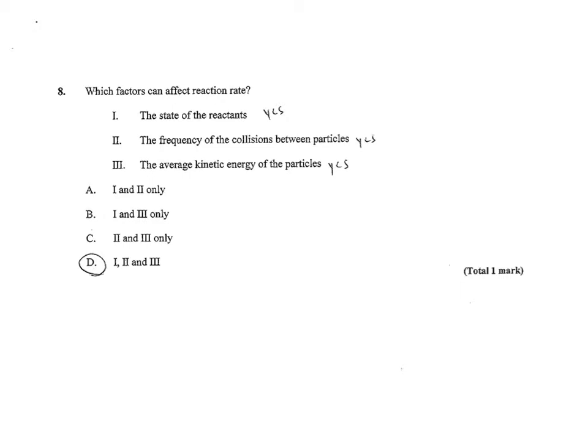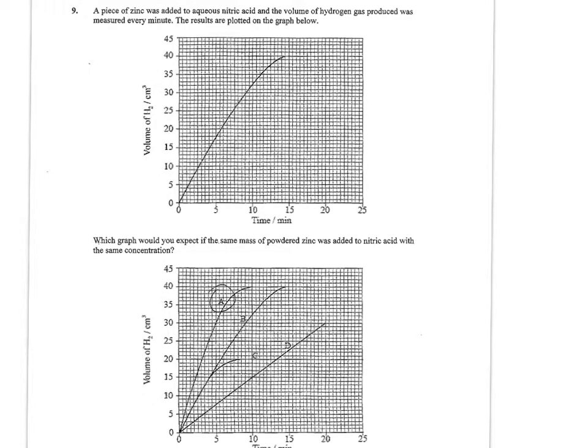Number 8, which factors can affect reaction rate? 1, the state of the reactants, yes, because that will influence the crowding as well as the movement of the particles. 2, the frequency of the collisions between particles, yes. And 3, the average kinetic energy of the particles, yes. So D, all 3 of these can influence reaction rate.